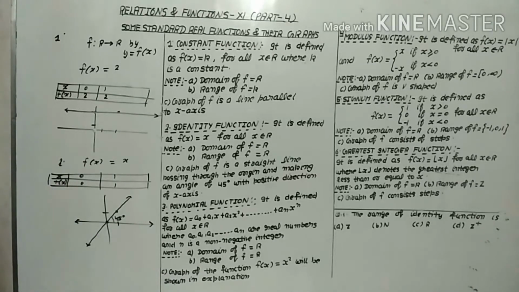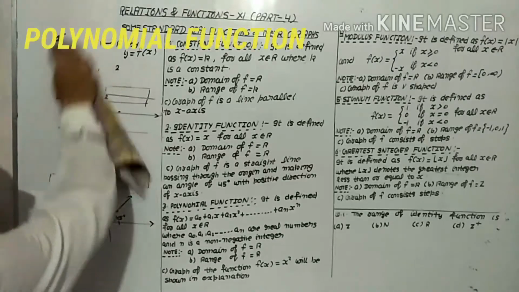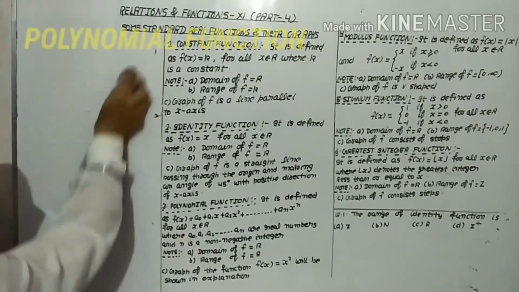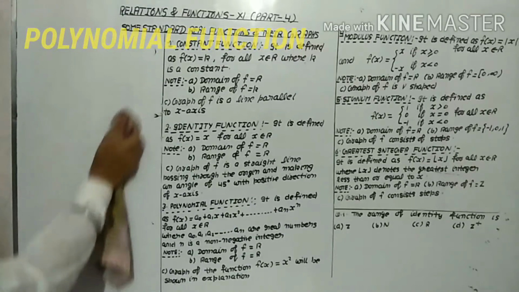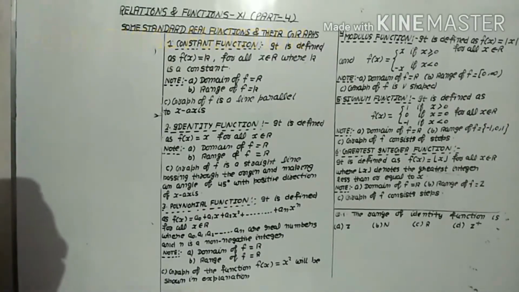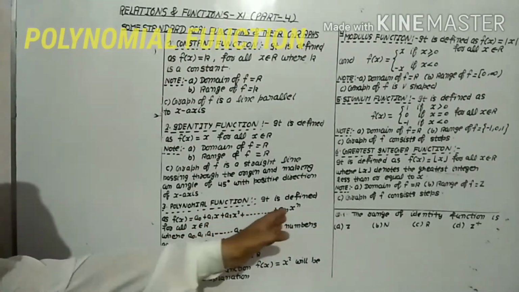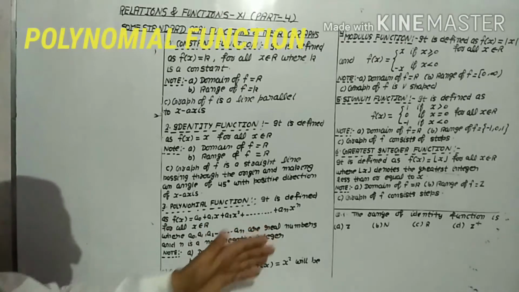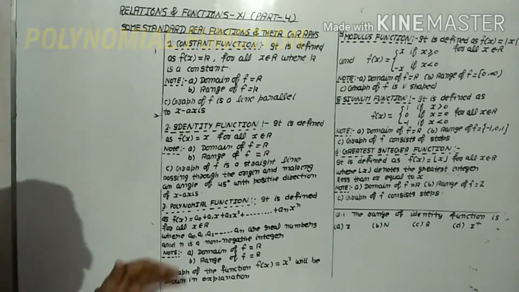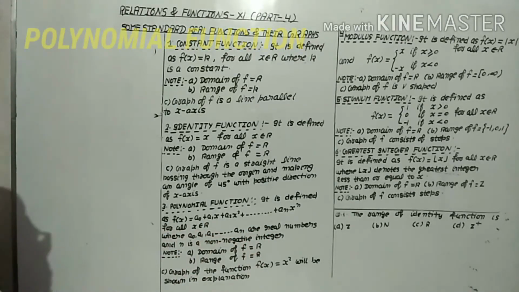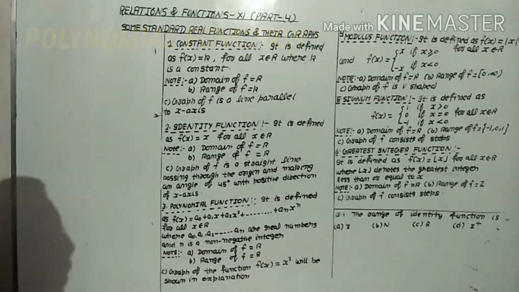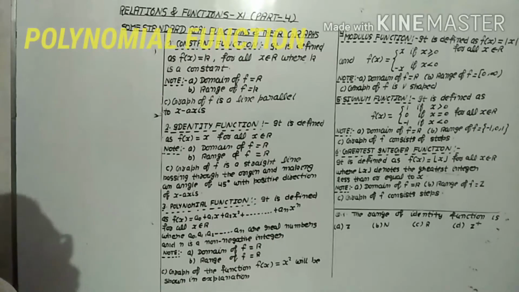Now next is the polynomial function. You know very well that in 9th class there was a definition of polynomial. Same thing we have to use. f(x) = a0 + a1x + a2x² + and so on up to anxⁿ, for all x belongs to R, where a0, a1, a2 and so on up to an are real numbers and n is a non-negative integer. Always remember this. In this case the domain of f will remain R and the range of f is also R.